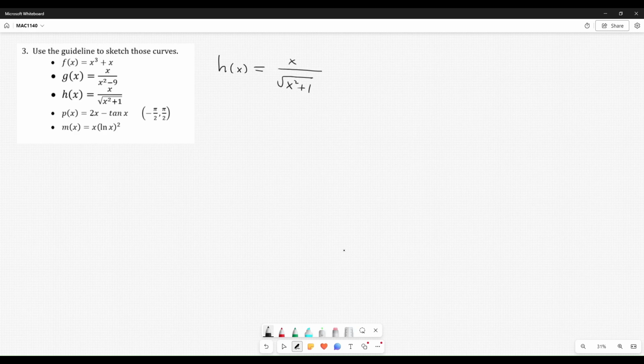Next, domain. I suppose the domain is all real numbers because the denominator is never zero. The denominator is a fraction. Entonces es all real numbers.